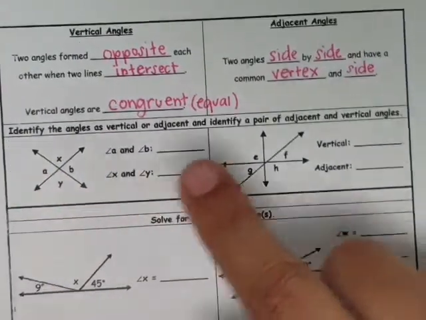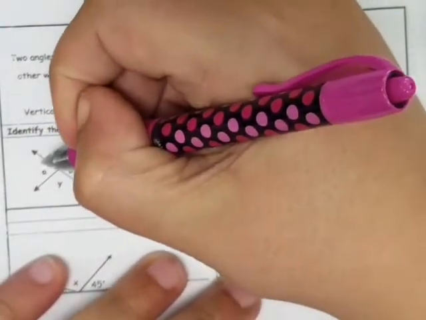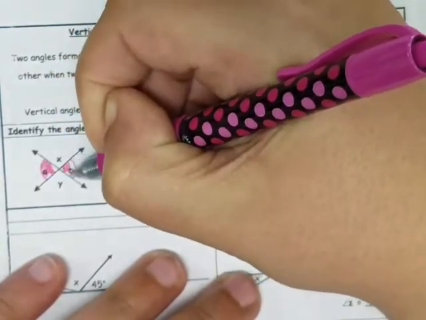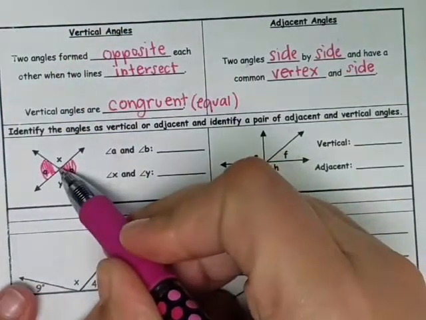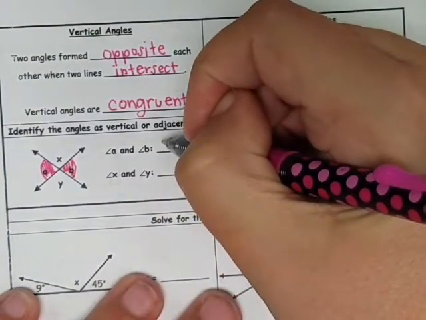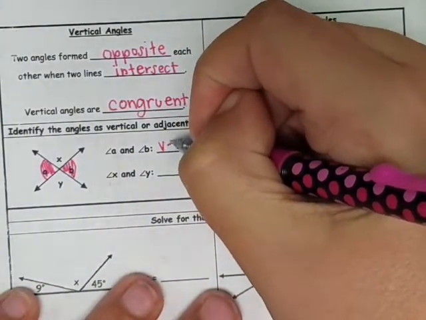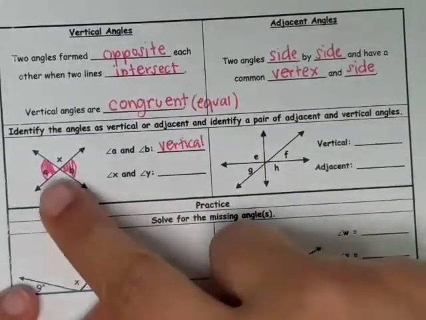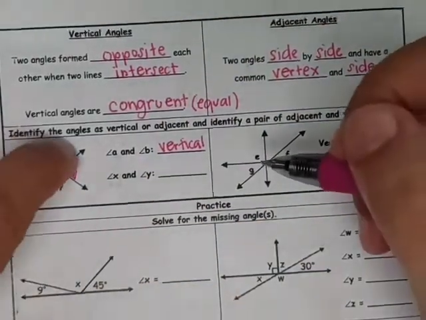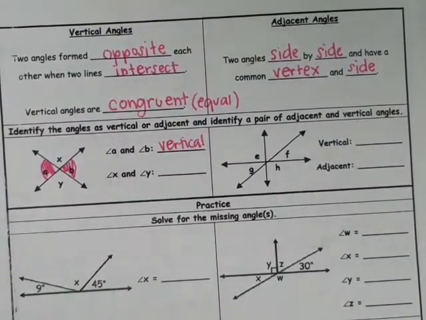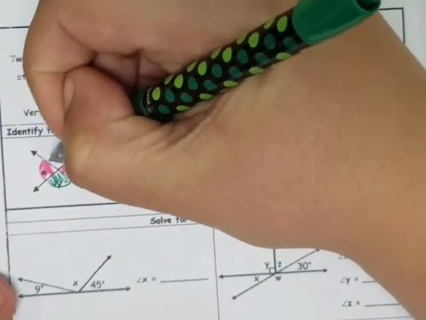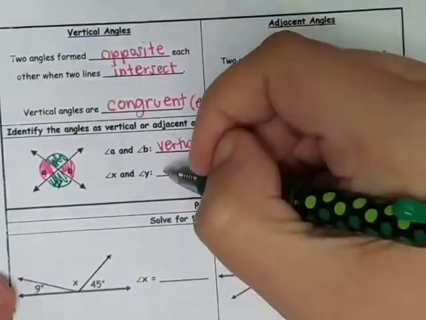vertical and adjacent angles. So A and B are opposite of each other, and they do share a vertex. So those are called vertical angles. And vertical angles are congruent, so those would actually be the same measurement as each other. X and Y are opposite of each other, so we're going to also call those vertical angles.